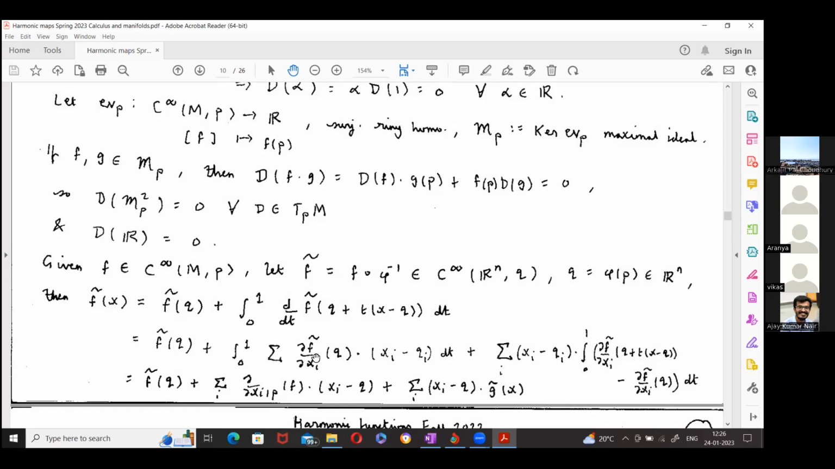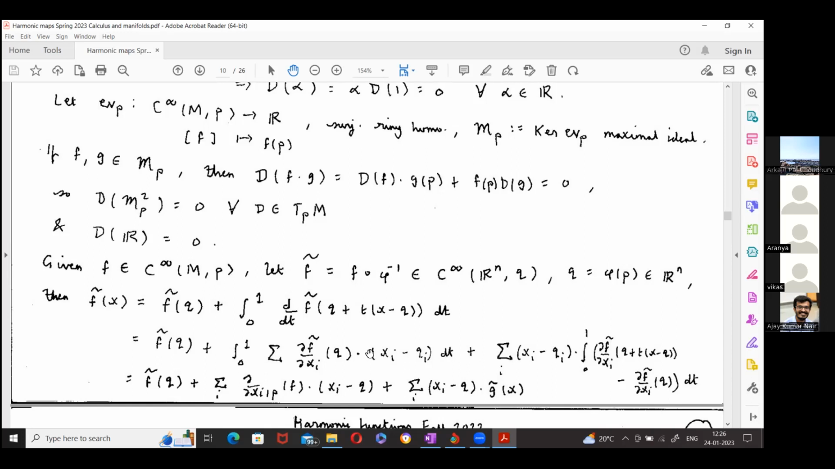So the first one, I'll have the sum over i of ∂f̃/∂xi at Q into (xi minus qi) dt. Okay. So this is independent of t. And then the other term will be the following, sum over i, I'll have this (xi minus qi) into the integral from 0 to 1 of ∂f̃/∂xi at Q plus t(x minus Q), minus ∂f̃/∂xi at Q, whole thing dt. Okay. Is this second line all right? Yeah.